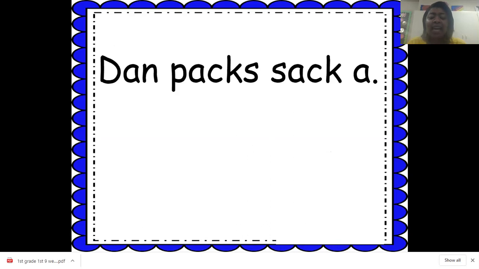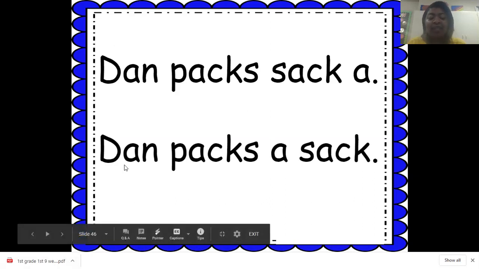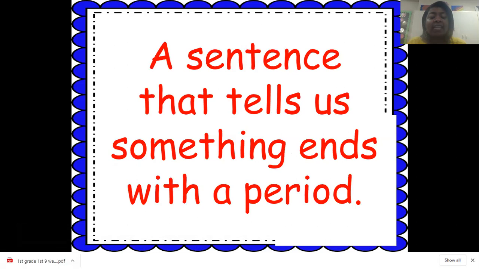Dan packs sack A. Dan packs a sack. And remember, we have our capital letter. It makes sense, and it has our punctuation mark, which is a period. And we use a period when we are being told something or information is being provided to us. A sentence that tells us something ends with a period.